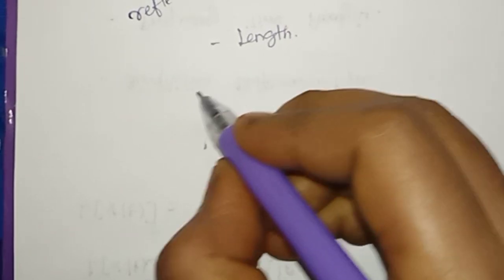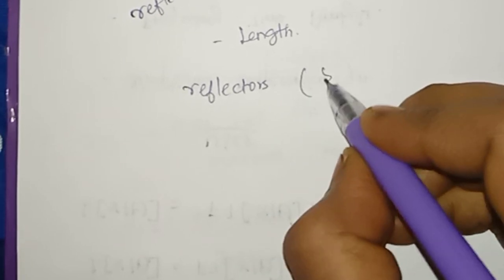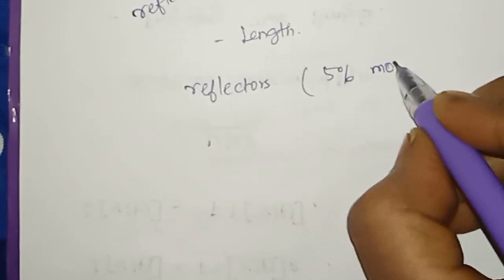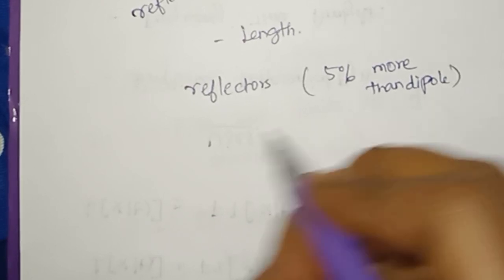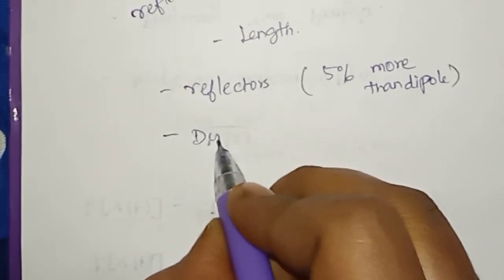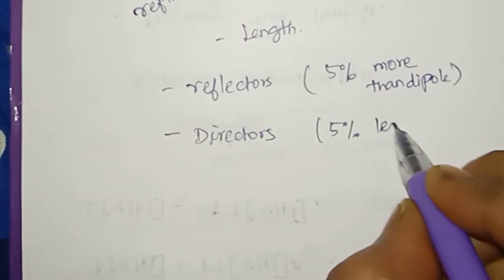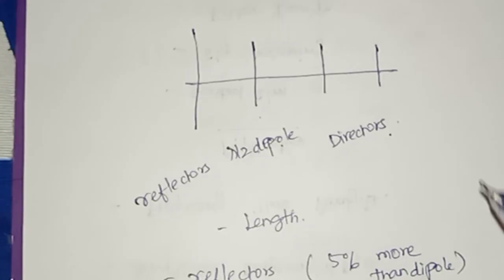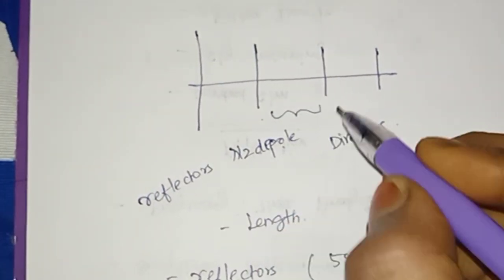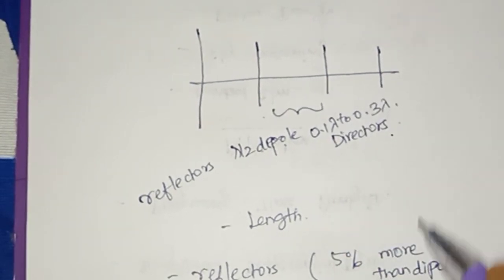Here the length is a must. In the case of reflectors, the length must be 5% more than the dipole element, that is the active element. In the case of directors, it is 5% less than the dipole element. Here, the spacing between the two elements must be maintained at 0.1 lambda to 0.3 lambda.